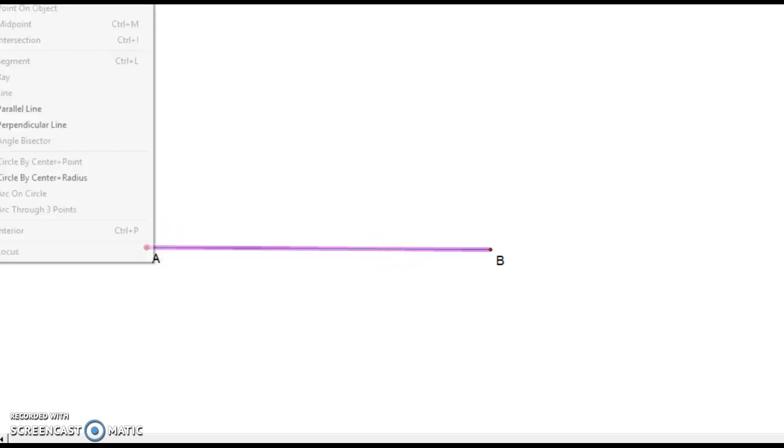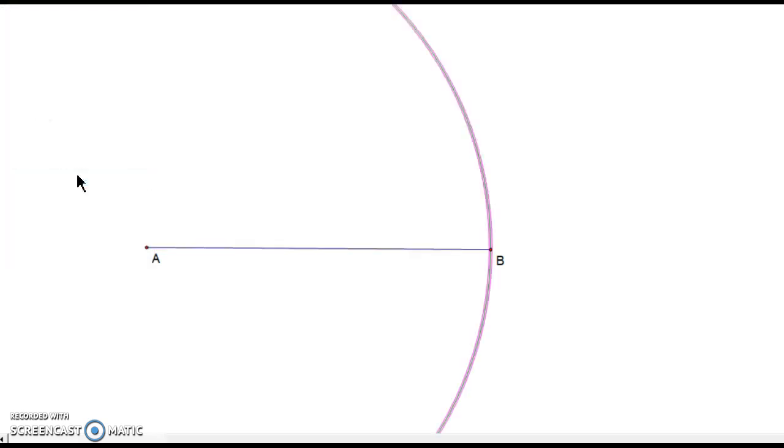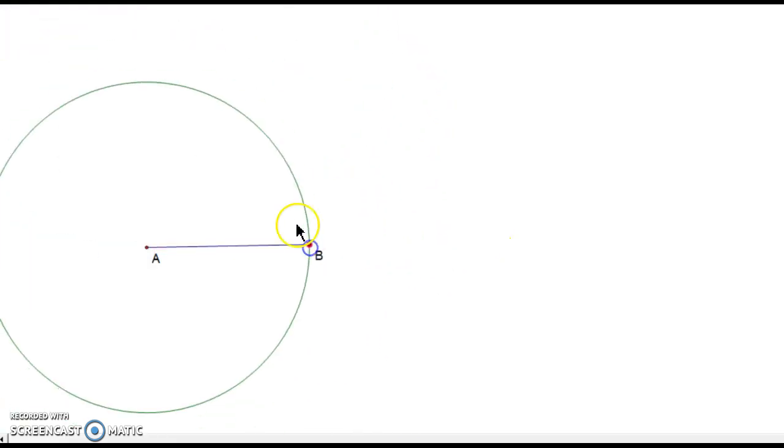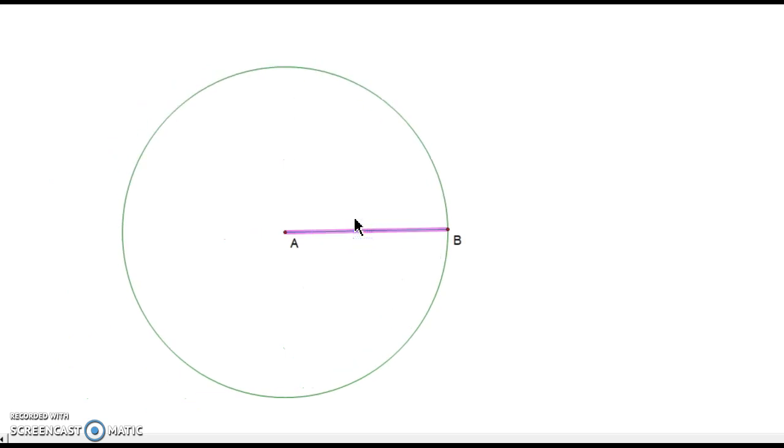All right, step one, we're going to draw in segment AB, and then we want to draw the circle with center A and radius AB. So AB is selected. I'll click on point A, construct circle by center and radius, smaller. And so here is step one.